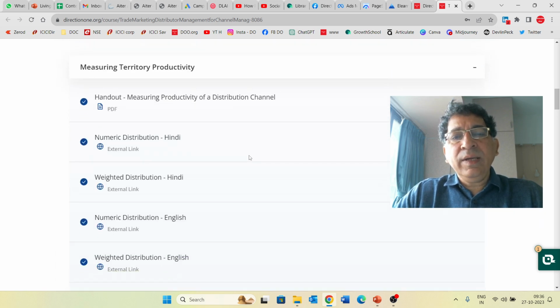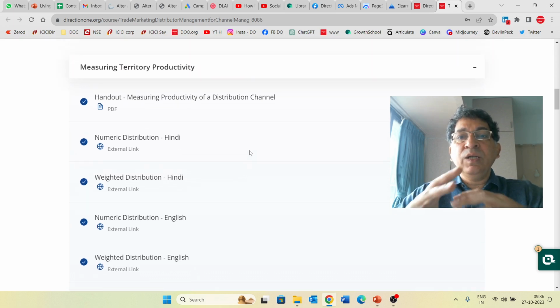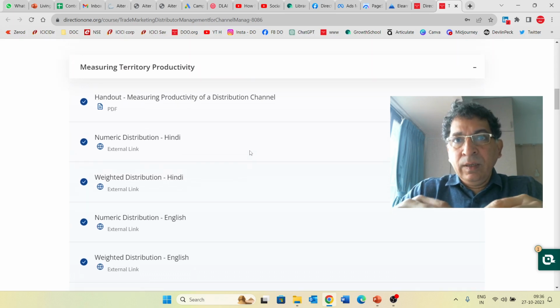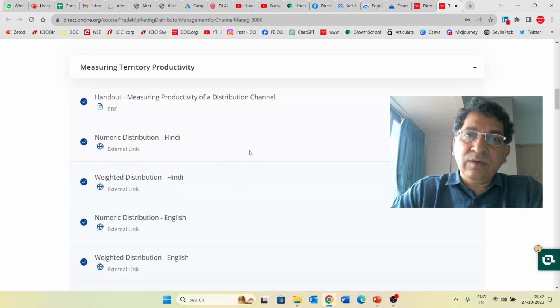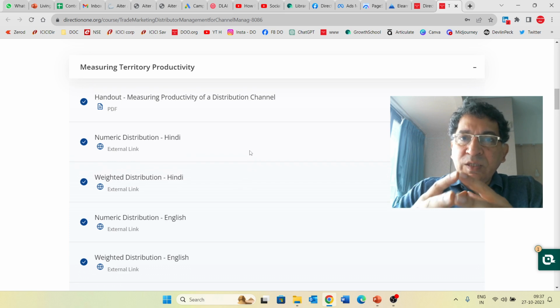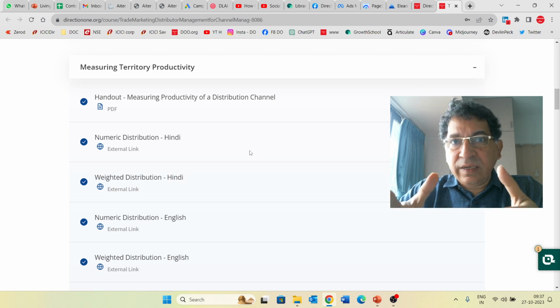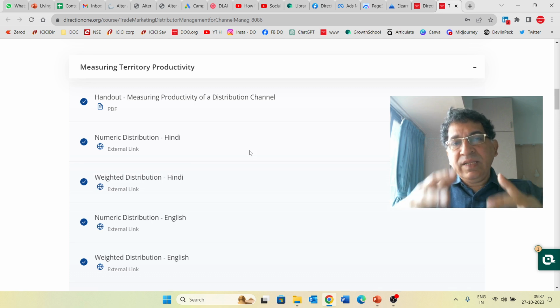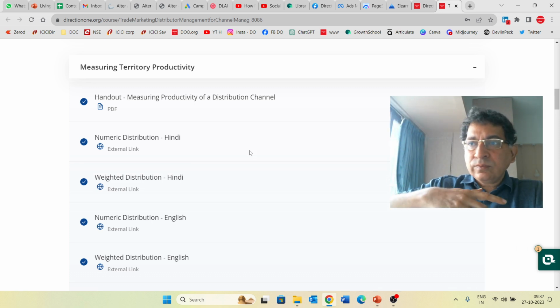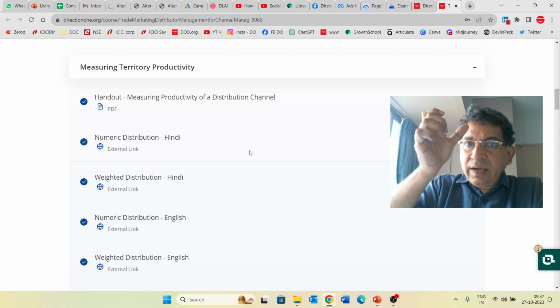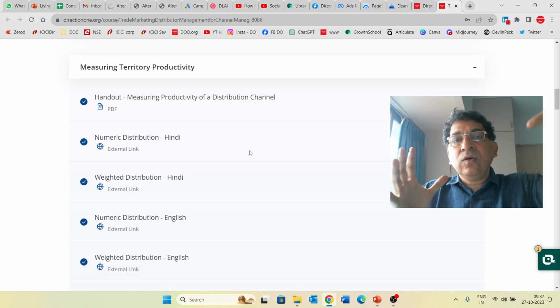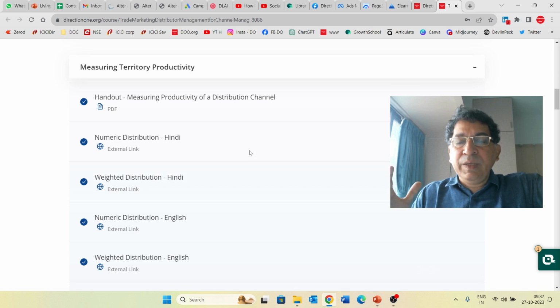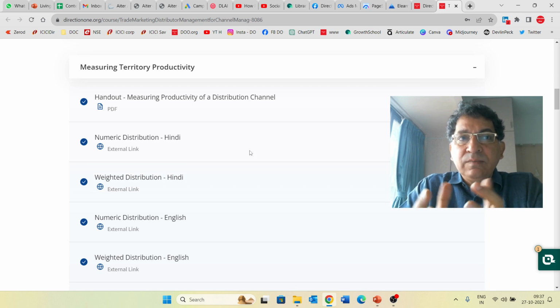Then we look at how exactly one measures distribution effectiveness. As an area sales manager, you are responsible for the distribution of your company's products in your designated area. You handle all the products of the company in a particular area. How is that different from a consumer marketing role? In a consumer marketing role, you're handling a narrow group of products for the entire country. Your geographical area is bigger. Here, as an area sales manager, say in Mumbai, you are handling all the company's products in a smaller geographical area.